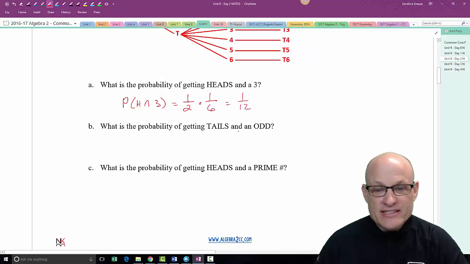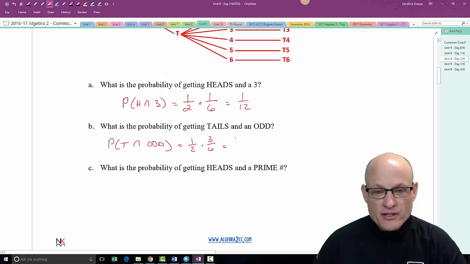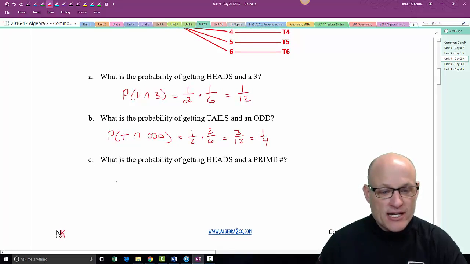What is the probability of getting tails and an odd? So the probability of tails and odd. Okay, that would be the probability of tails is 1/2. The probability of odd is also 1/2, because remember, it's really, maybe I should write it like this. It's 3 out of 6, which then would be 3 out of 12 or 1/4. Do you have to rewind? Not really.